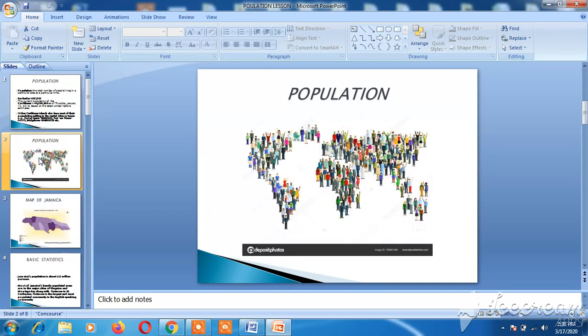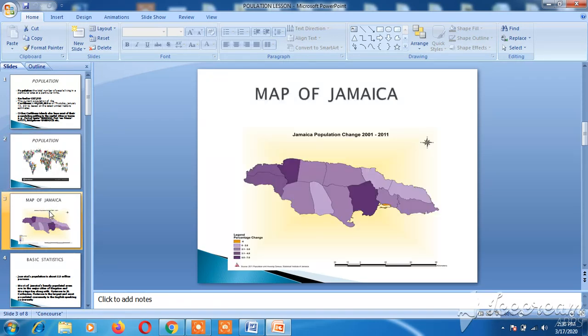Now, this is just a world map, showing the number of people in the different places in the world. Alright. We'll now move on to the map of Jamaica. This map is actually showing you where most of the persons are settled. And if you look very carefully, for example, at the areas that are mostly in purple, deep purple, these are the areas where the majority of persons are settled.